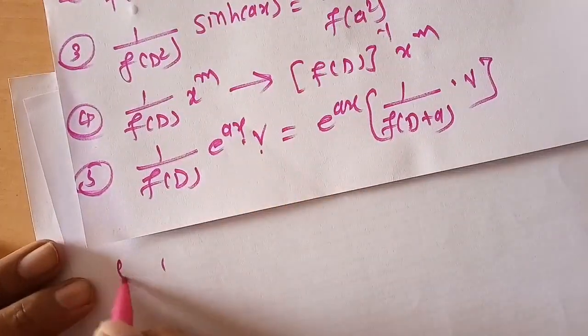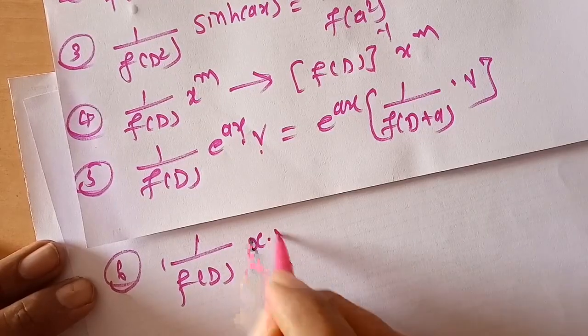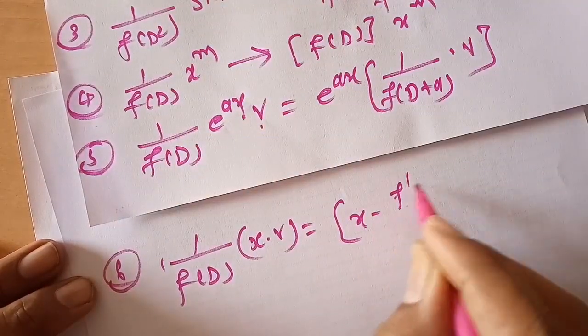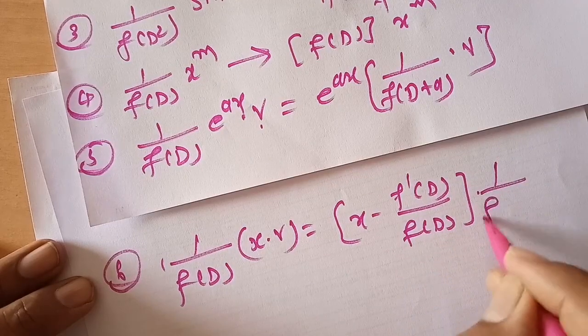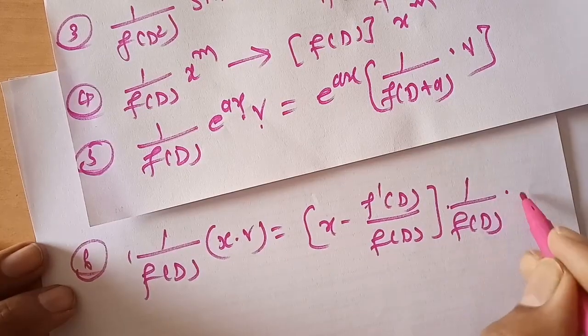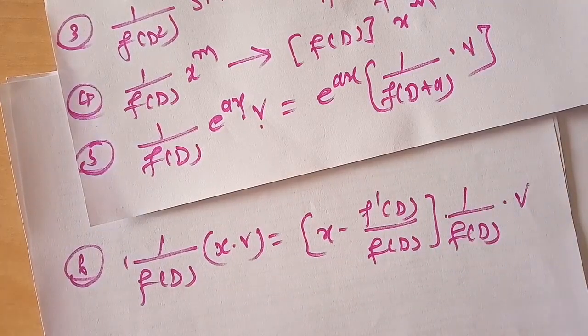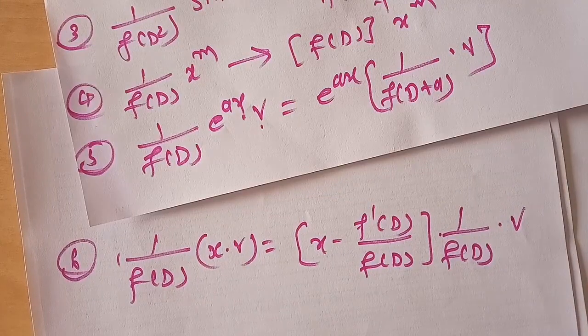And the last method, 1 upon f(D) into x into v. Here you can write x minus f'(D) divided by f(D), into 1 upon f(D) into this v. By using these shortcut methods, we can find PI for our given linear differential equation. Okay, in the coming lecture we will discuss the next method to find out PI. Okay, thank you.